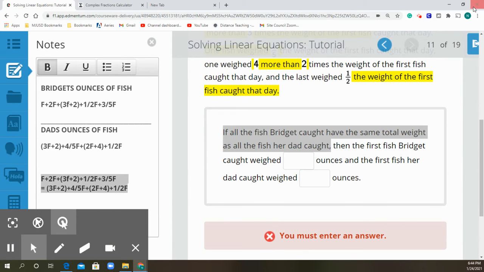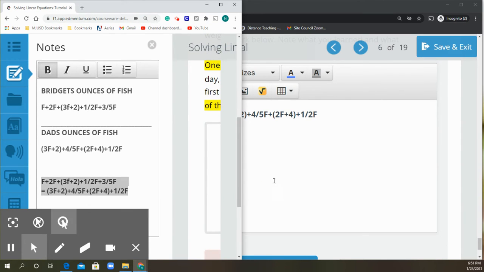No, that's not it. Where did my other tab go? Dang it. Pause it again.